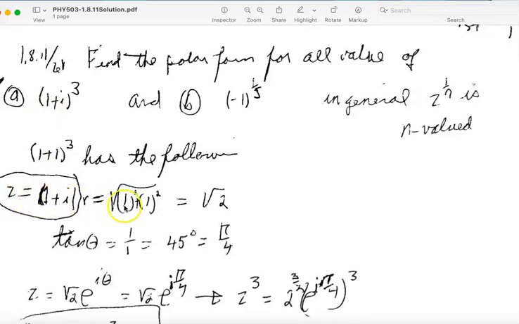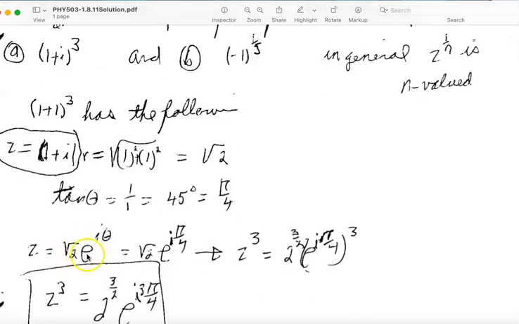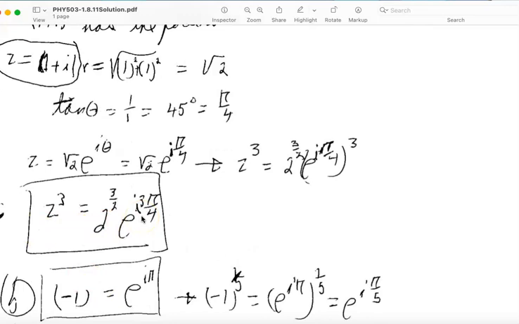So when you do that, you find that the magnitude of z is the square root of 2, and you find that the tangent of the angle is 1, so the angle is 45 degrees, pi over 4. Therefore, z is equal to the square root of 2, e to the i theta, which is the square root of 2, e to the i pi over 4. And that implies then, you just cube this. When you cube this quantity here, you get z cubed equals 2 to the 3 halves e to the i pi over 4, cubed. That becomes z cubed equals 2 to the 3 halves e to the i 3 pi over 4. And you can then write this in sines and cosines if you wish.